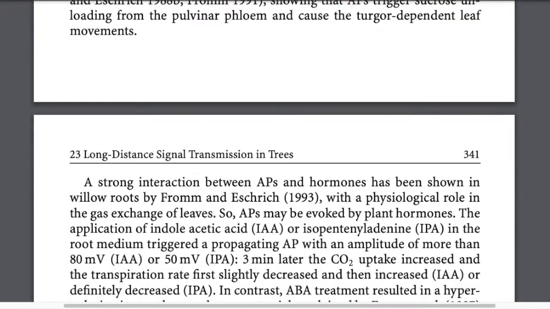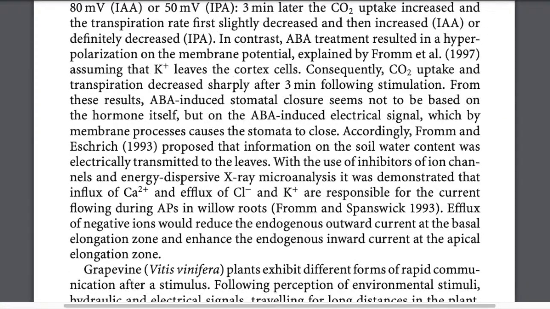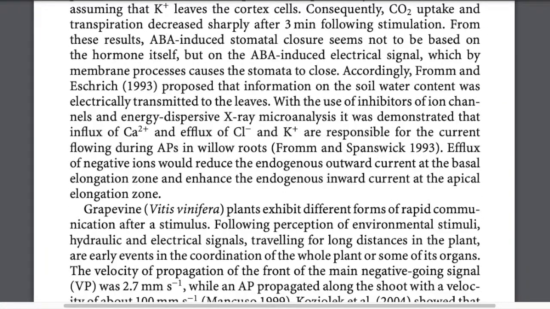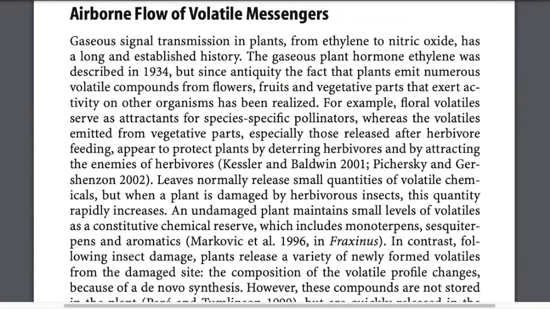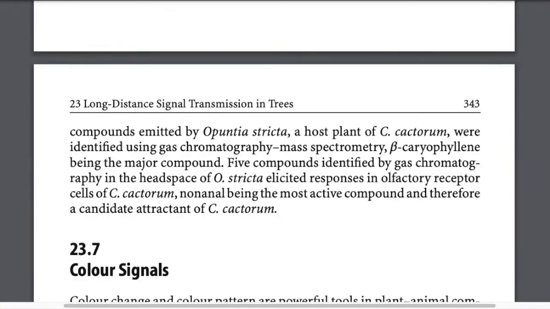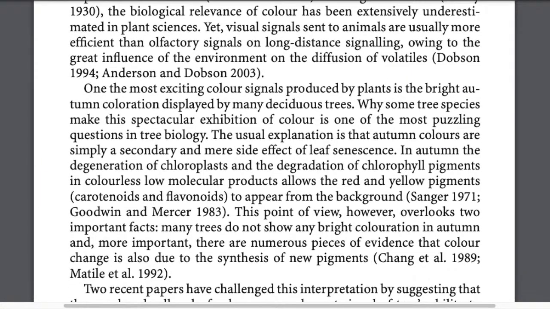I'm still looking for the long distance communication. And too much chemistry again here. Willow roots, endogenous stuff. Okay, but we want color signals. Right on coloration.